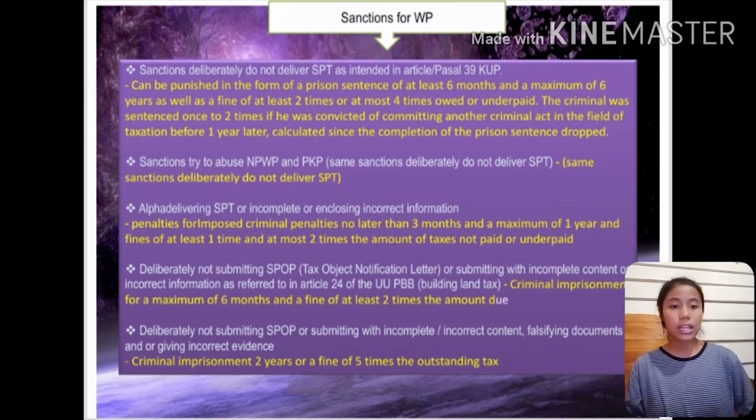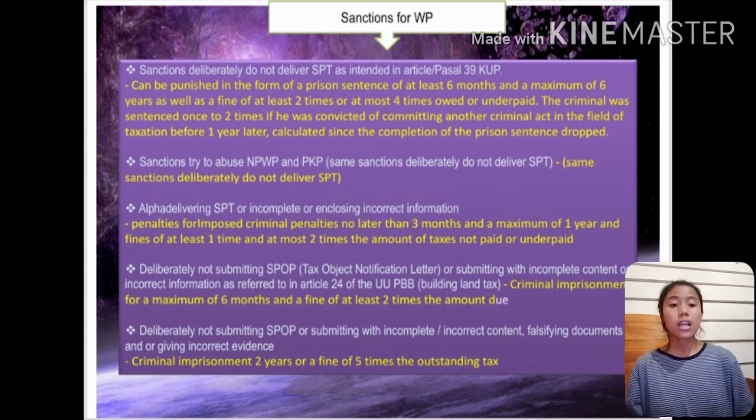The third is negligently delivering SPT that is incomplete or encloses incorrect information. The sanction is criminal penalties of no less than 3 months and a maximum of 1 year, and fines of at least 1 times and at most 2 times the amount of tax not paid or underpaid. The fourth is deliberately not submitting SPOP, tax object notification letter, or submitting it with incomplete content or incorrect information as referred to in Pasal 24 of Undang-Undang PBB, Building and Land Tax. The sanction is criminal imprisonment for a maximum of 6 months and a fine of at least 2 times the amount due.